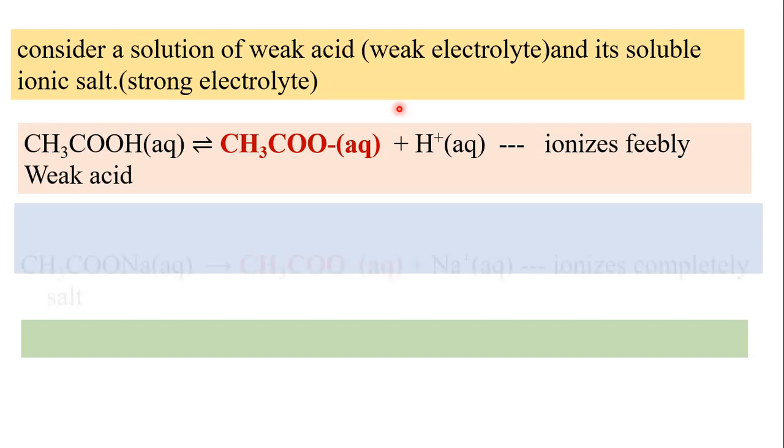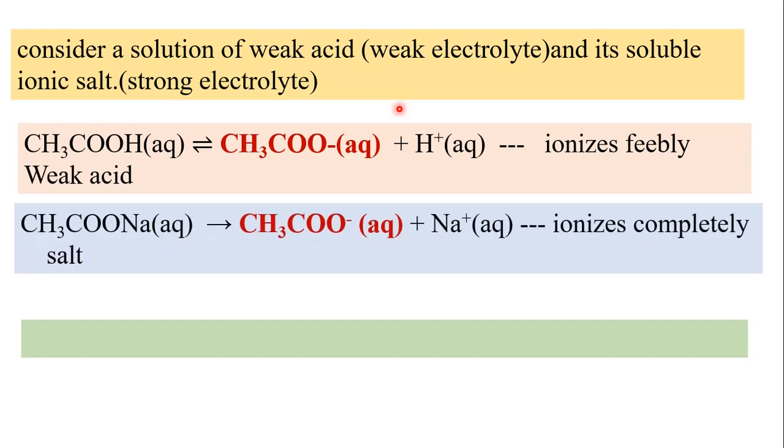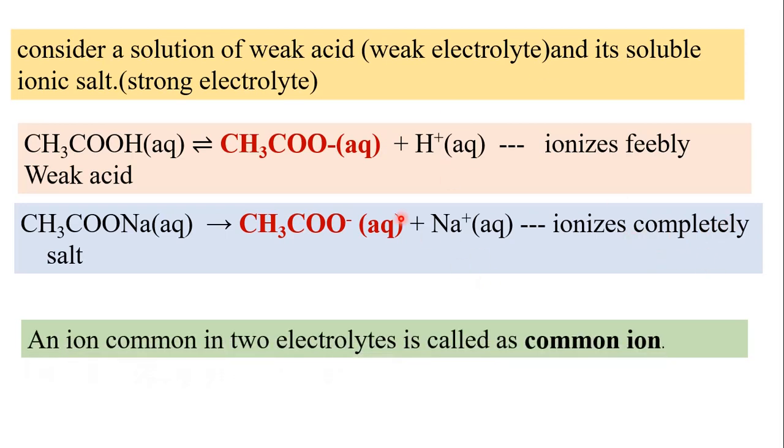And its soluble ionic salt, that is salt of acetic acid, sodium acetate, when it is dissolved in water, it produces acetate ion and sodium ion. And being a salt, it ionizes or dissociates completely. And in both these solutions, acetate ions are common ion. Therefore, an ion common in two electrolytes is called common ion.